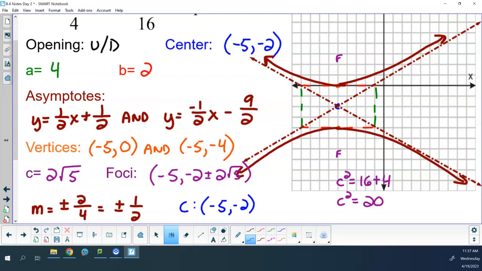Questions, comments, concerns, clarifications? Yeah. Tomorrow, what we'll do is we'll work in reverse. We'll probably have a graphing hyperbola to start as a warm-up, and then work in reverse. Friday is a summative quiz. Okay?